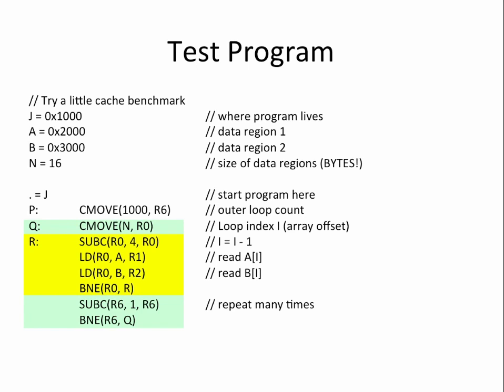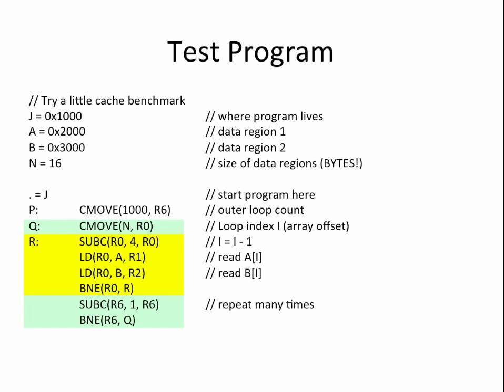The green rectangle identifies the outer loop, and the yellow rectangle identifies the inner loop of the code. Before entering the outer loop, a loop counter which is stored in register R6 is initialized to 1000. Then, each time through the outer loop, R6 is decremented by 1 and the loop is repeated as long as R6 is not equal to 0. The outer loop also resets R0 to N each time through the loop. R0 is used to hold the desired array offset.